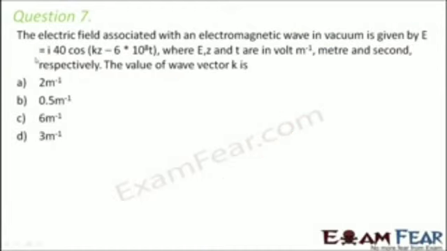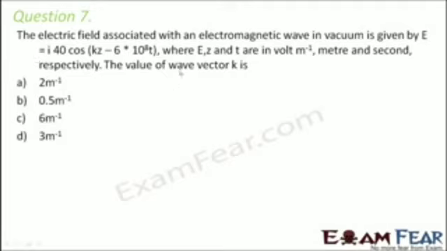Question number 7. The electric field associated with an electromagnetic wave in vacuum is given by E is equal to 40 cos(kz minus 6 into 10 to the power 8 t), where E, z and t are in volt per meter, meter and second respectively. The value of wave vector k is.